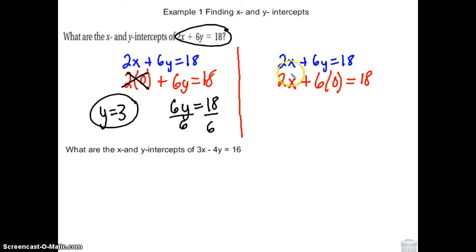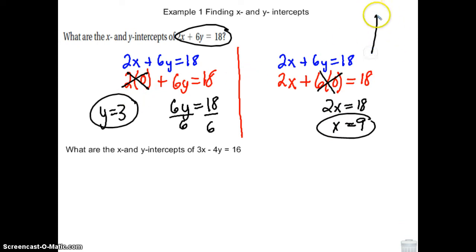Now, in this other problem, we plugged in 0 for y. 6 times 0 is 0, so that crosses out. I'm left with 2x equals 18, so x equals 9. That means the line crosses the x-axis at positive 9. This is going to be a very simple graph, but basically what this means is if this spot right here was positive 3 and this spot was positive 9, we could graph a line like this using those 2 points.